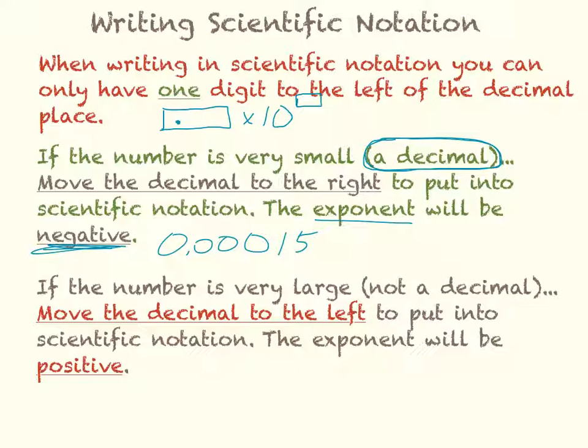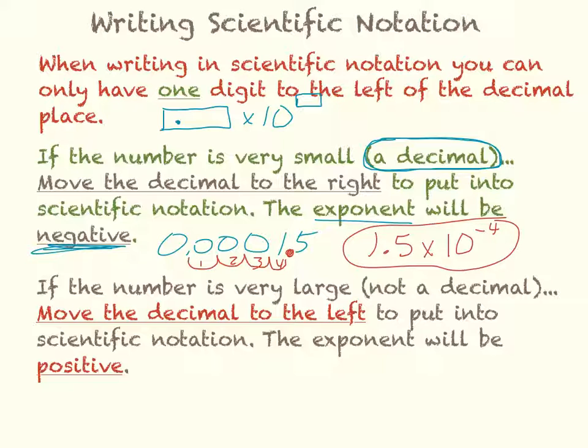So if we want to put it in scientific notation, we're going to move the decimal to the right until there's one number other than 0 to the left of the decimal. And then we're going to have 1.5 times 10. How many spots did I move it? 1, 2, 3, 4 spots. So it'll be to the negative 4 power, and that would be scientific notation.